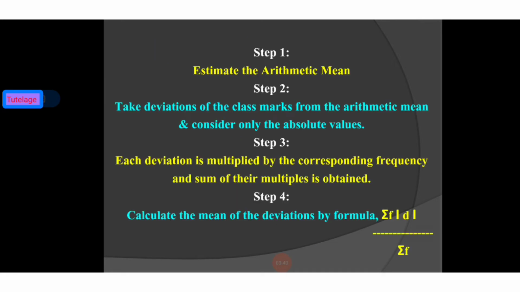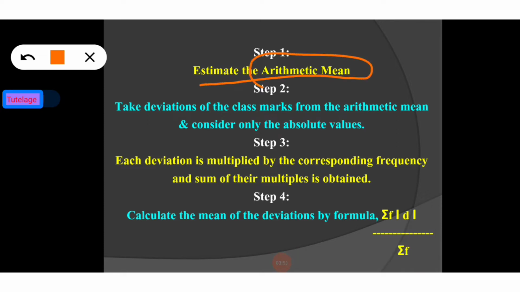So here are the steps for solving the problem. The first step is to estimate the arithmetic mean, that means x bar. What is the formula of x bar? That is summation x by n. This is the formula of the x bar.